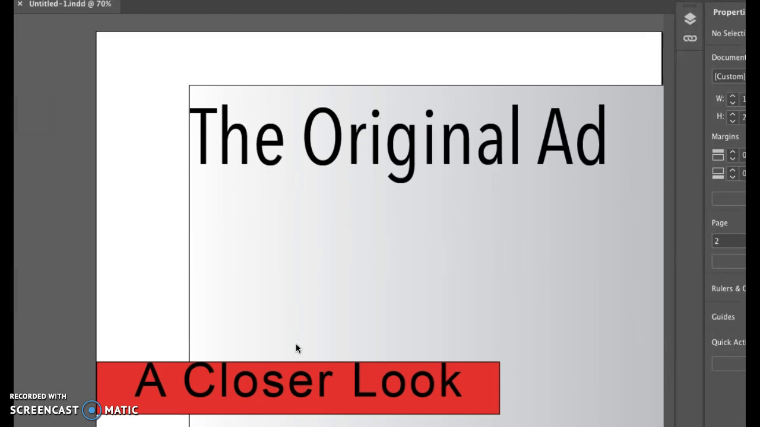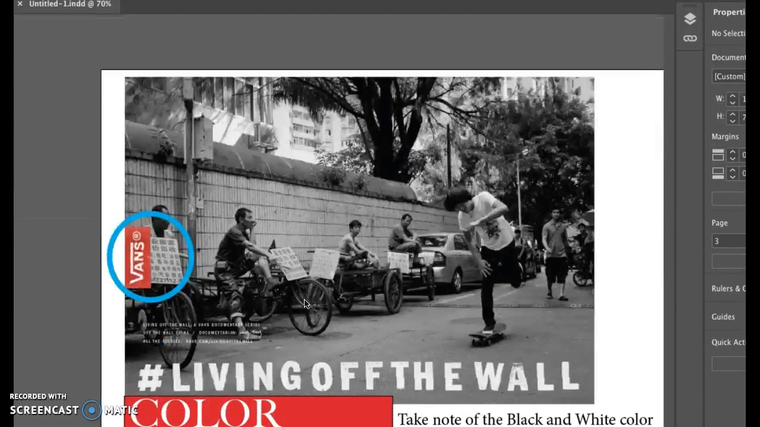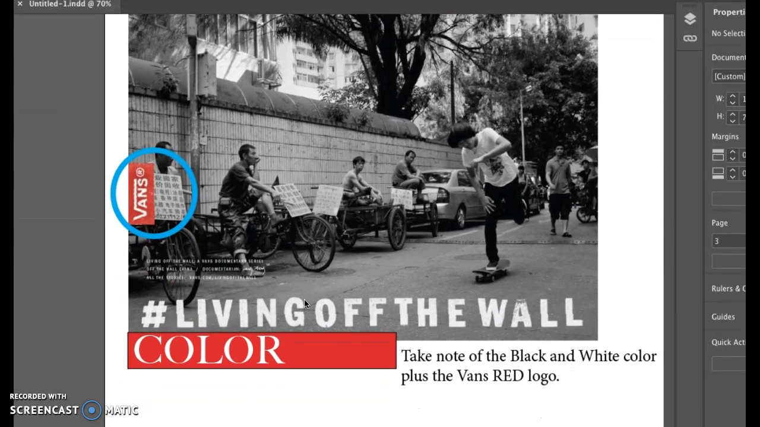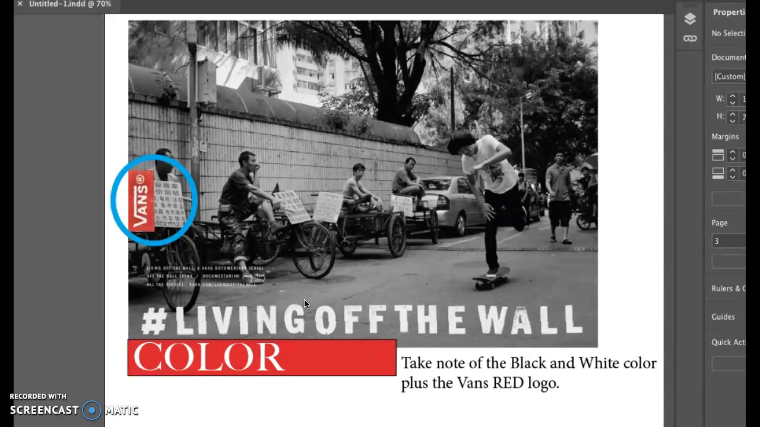So here's the original ad. We're going to take a closer look at the original ad. First I want to talk about the color.